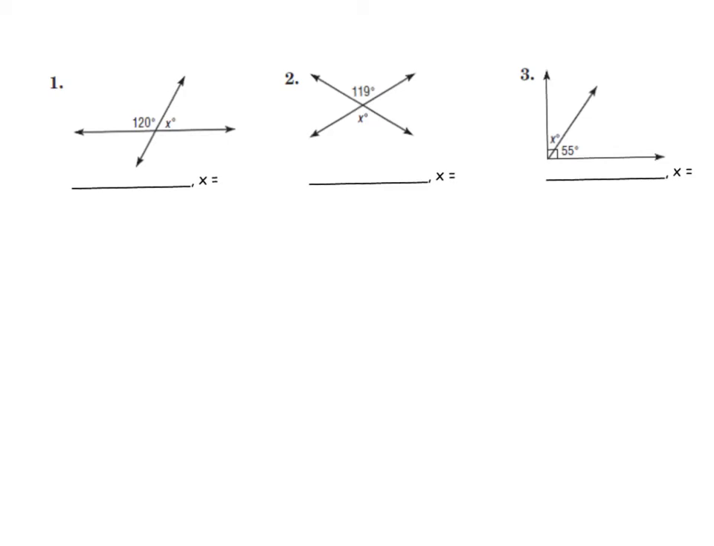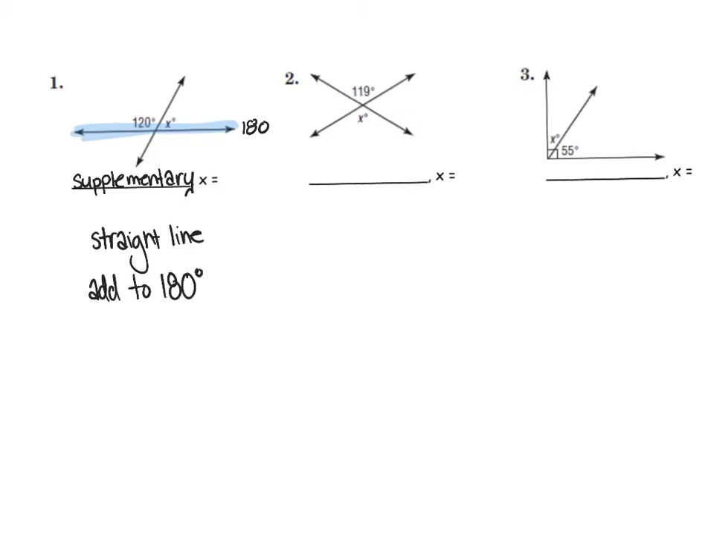So in number one, I don't see a little box telling me it's 90 degrees, but I do see that they make a straight line. So a perfectly straight line is 180 degrees, and they are going to be supplementary. Remember, those are when they make a straight line and when they add to 180 degrees.